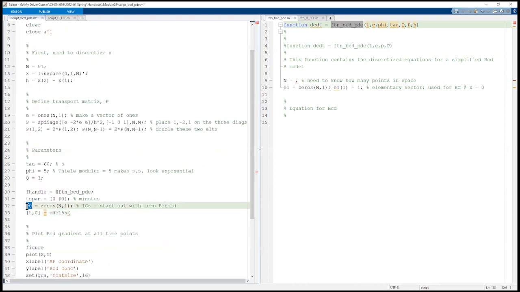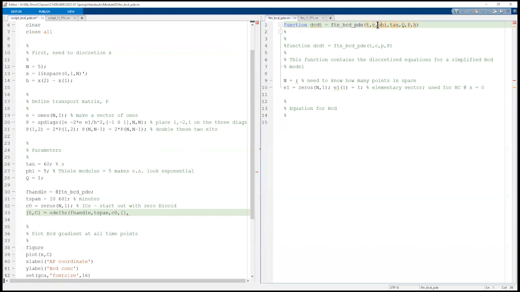Okay, our initial condition will be just zeros everywhere. So just a whole bunch of zeros. We're going to assume that nothing is happening at the very beginning, and we're going to watch the bicoid gradient grow over time. And then we're going to call on ODE 15s. So F handle, comma, I was saying that I would let you guys do this, but I'm doing it all for you. Oh well, T span, initial conditions, open brackets for our options, which we're not going to set any options. And then we're going to give our extra parameters here, which I said over here in this function would be our Thiele modulus, our time scale, our constant flux, our transport matrix, and our delta X.